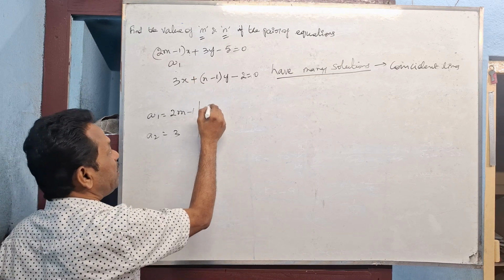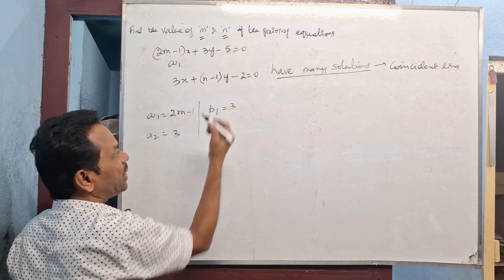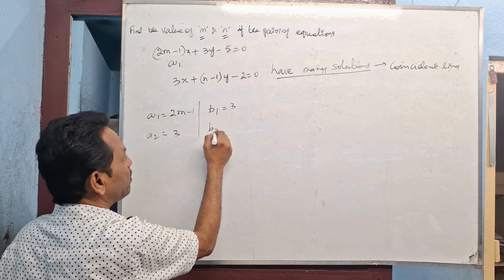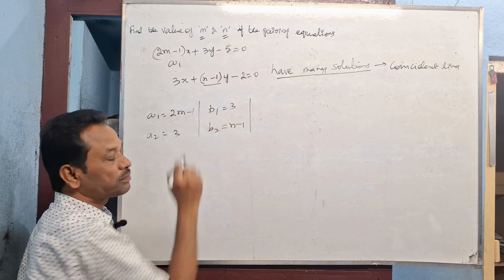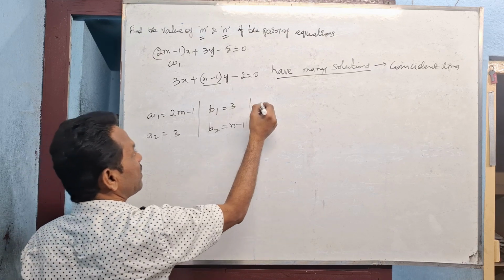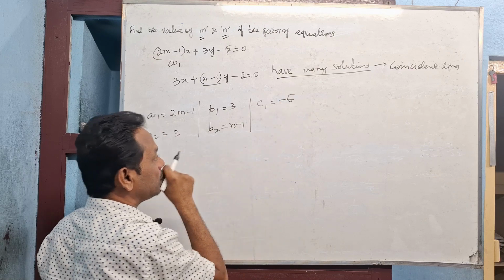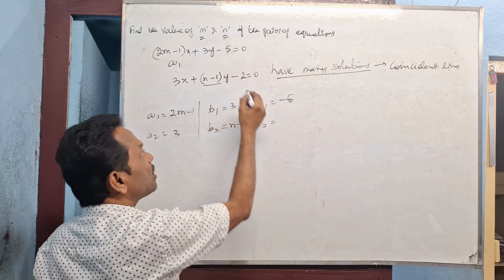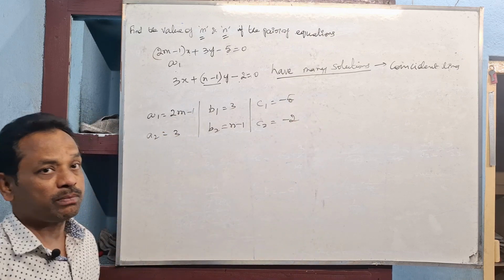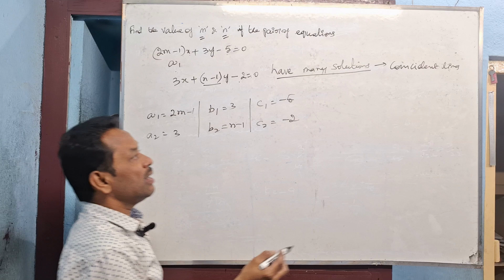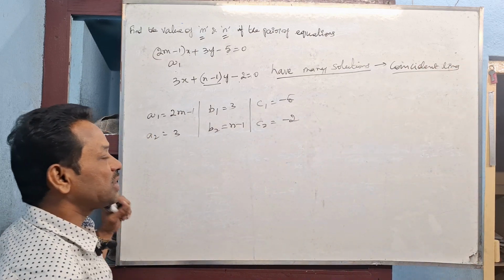Now b1 is nothing but the coefficient of y in the first equation, that is 3, and b2 is the coefficient of y in the second equation, that is n minus 1. Now c1 is the constant in the first equation, that is minus 5, and c2 is the constant in the second equation, that is minus 2. Now given the lines are coincident lines, which condition should I use?